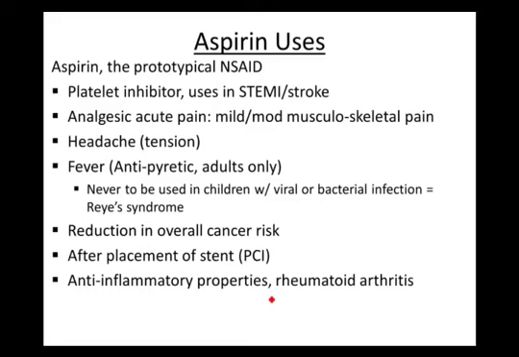It can be used as an analgesic in acute pain. And the type of pain that it typically targets is the mild to moderate muscular or skeletal pain. Okay? You can use it in headaches, specifically tension headaches. And we know that aspirin is a great antipyretic. You can use it to treat fever, all right?